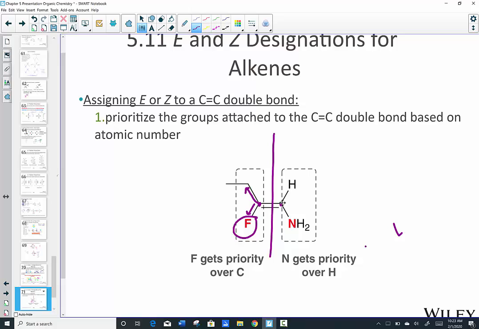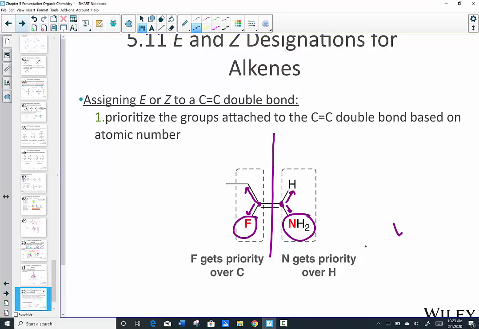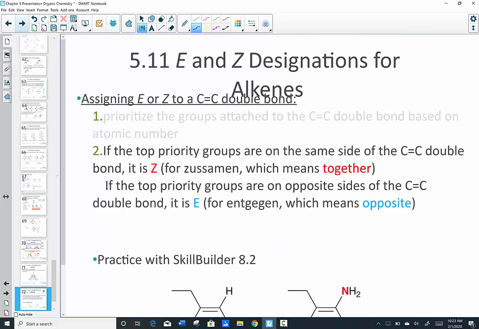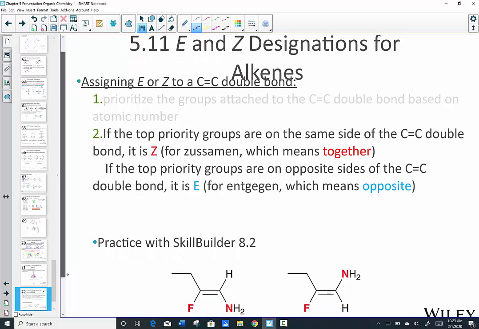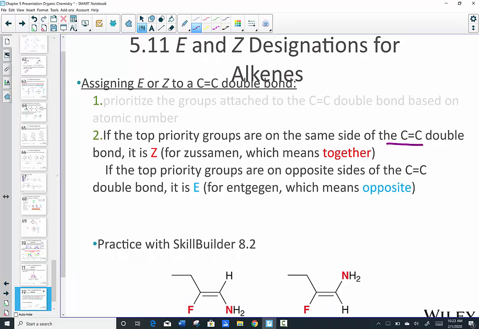Do the same over here. Here's the other carbon in the double bond. I look up, I see a hydrogen. I look down, I see a nitrogen. The nitrogen is of higher priority. When I assign the higher priorities and notice that they're both down, the priority groups are on the same side of the double bond, it gets a Z configuration as part of its name. Now Z stands for zusammen, meaning together in German. If the top priorities are on opposite sides, it gets an E for entgegen, which means opposite in German. Now here's my clue.